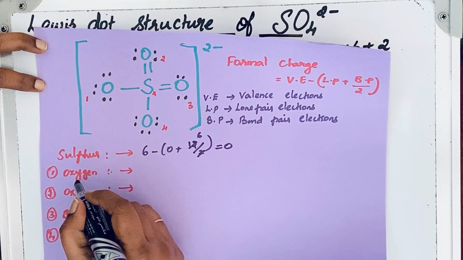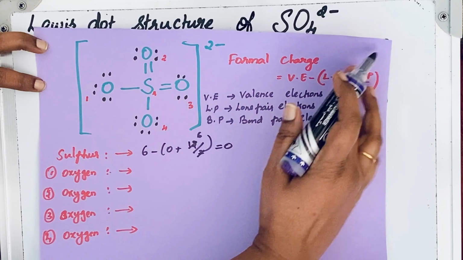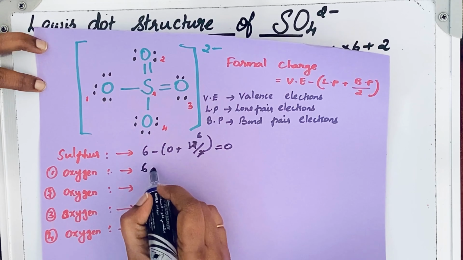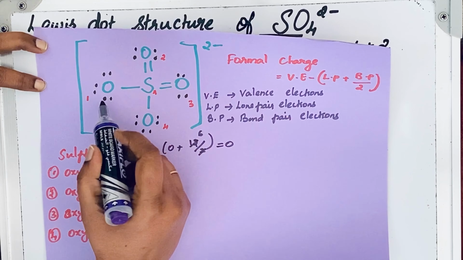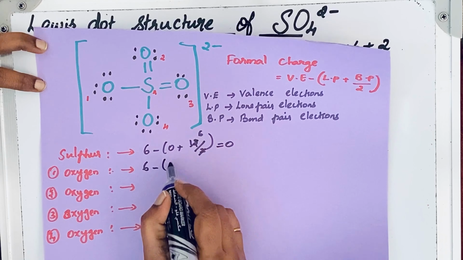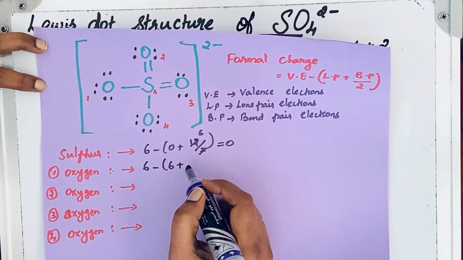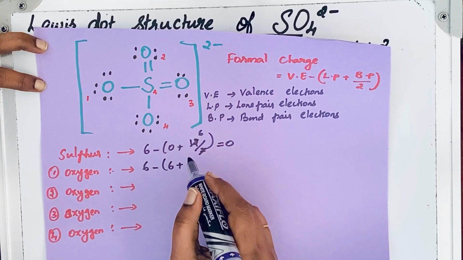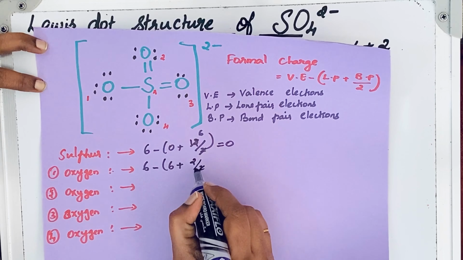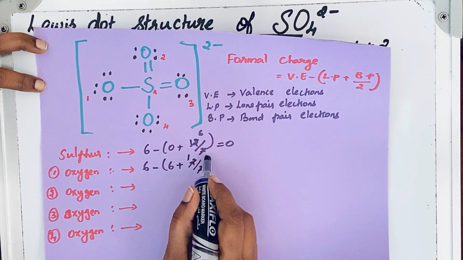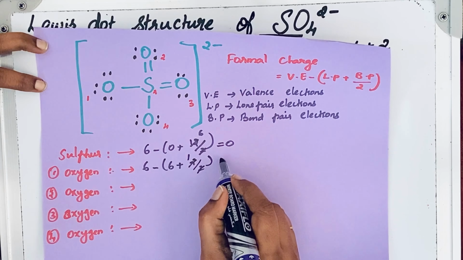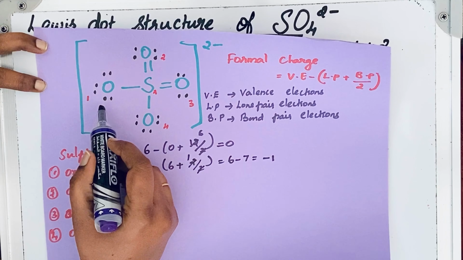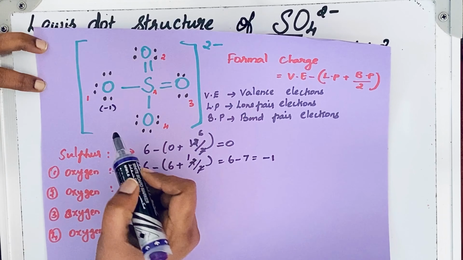So let us move to oxygen. So first oxygen. So using the same formula only we are going to find. So valence electron for oxygen also 6. Then lone pair, see here 2, 4, 6. 6 lone pairs are present. Then 6 lone pair electrons. Then after that for bond pair electrons only see 1 bond. So 2 electrons. So 2 by 2, 1. So 6 plus 1, 7. So 6 minus 7 is equal to minus 1. So for this oxygen atom, the formal charge is minus 1 only.